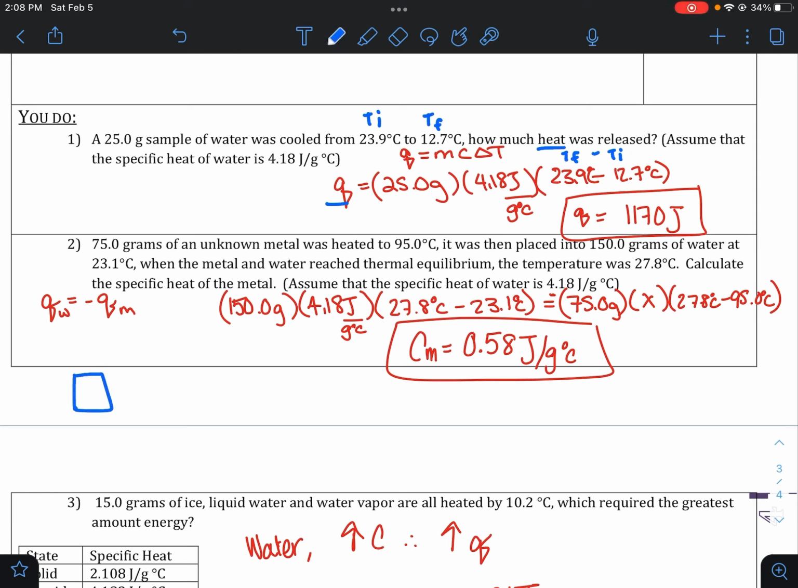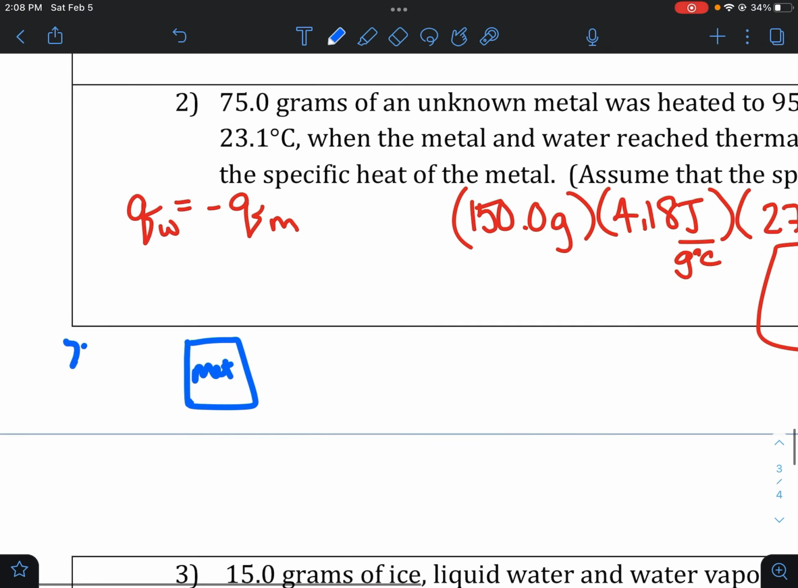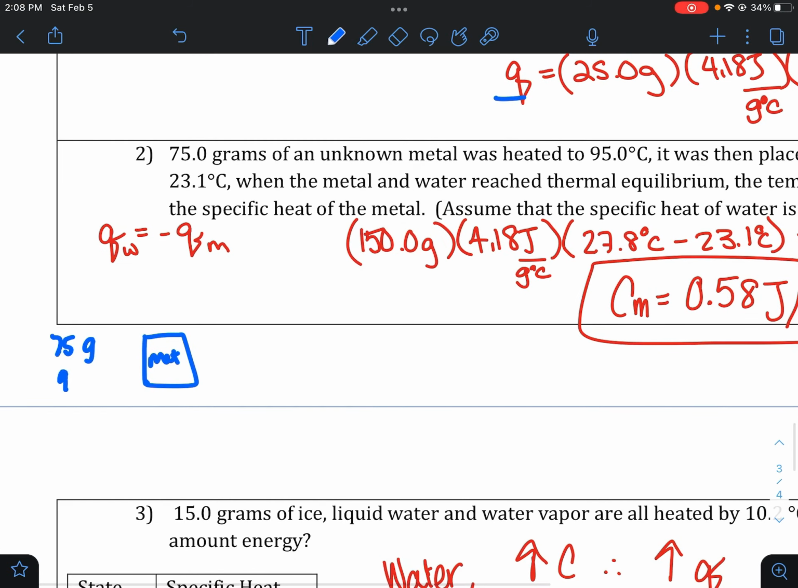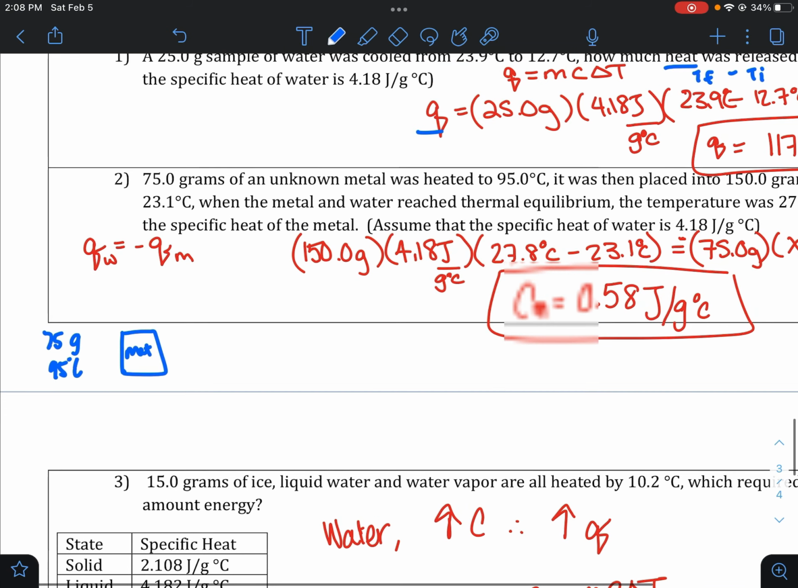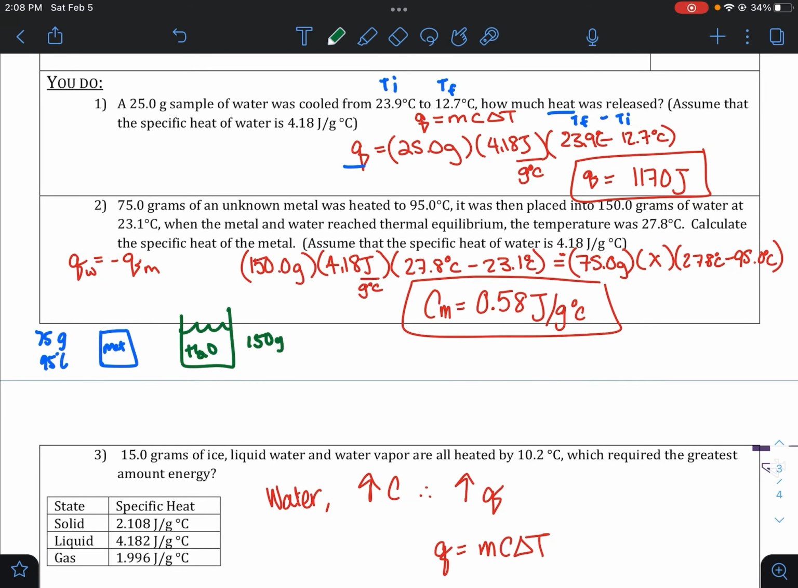here, what I would draw is something that looks like this, and I would write metal, and then write all the important information about the metal: 75 grams, heated to 95 degrees Celsius. Then it was placed in a container of water, H2O, 150 grams, 23.1 degrees. Now, both of them reached a thermal equilibrium, which means that at equilibrium, they both end up at the same temperature. So 27.8 degrees.